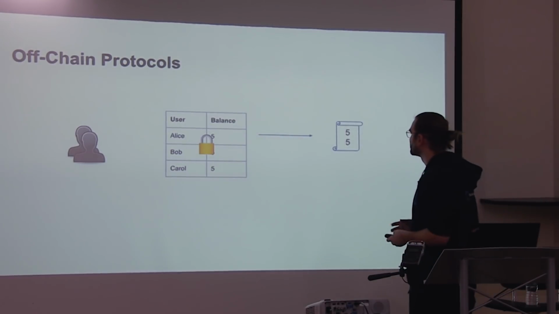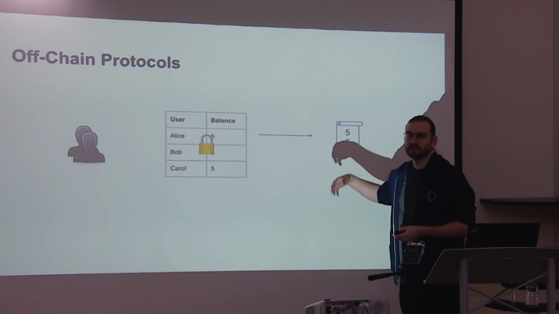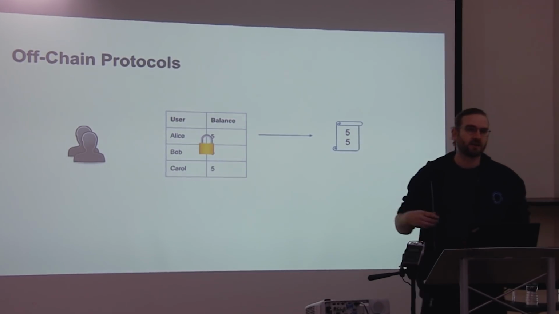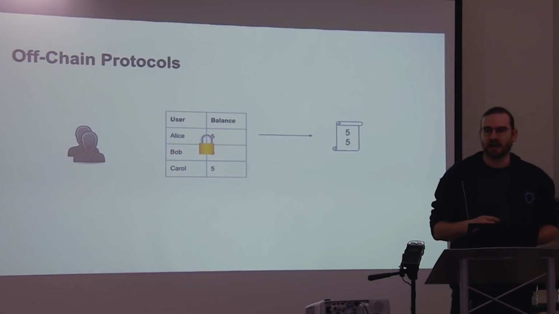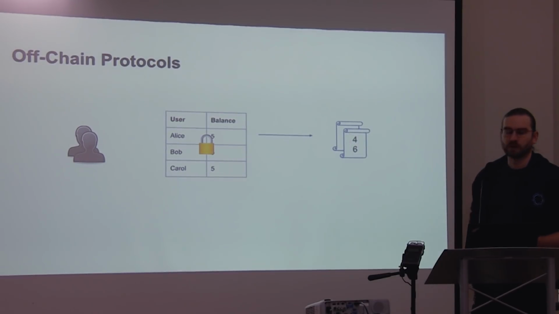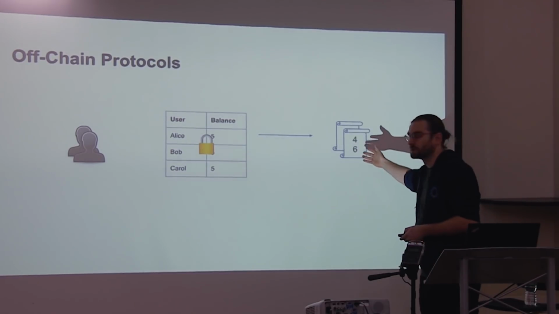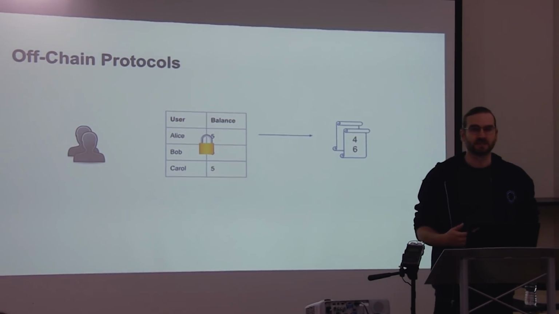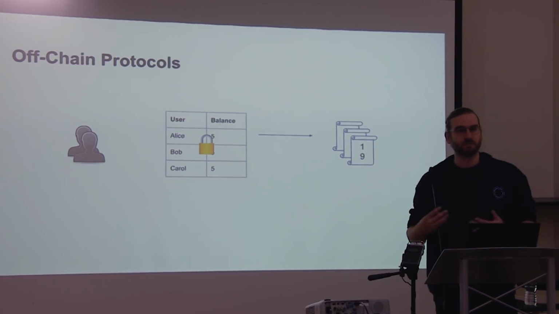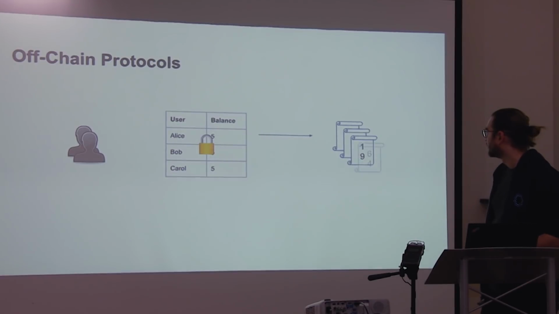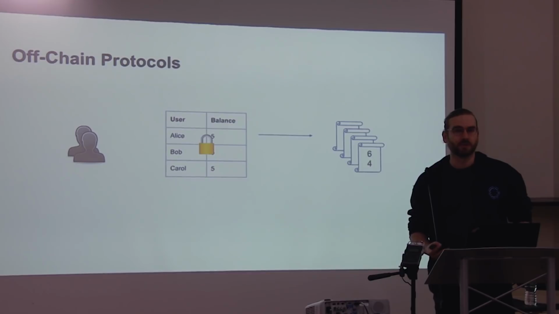So the initial state, which I represent with this scroll here, is basically the same as we had on chain, right? Alice has 5 Bitcoins and Bob has 5 Bitcoins. And now we can start interacting. We can, for example, transfer 1 Bitcoin from Alice to Bob, changing the balances, and we have this transaction which represents the final state of this transfer. Then we can transfer some more from Alice to Bob, and we can even transfer some back, and eventually we're happy with what happened.